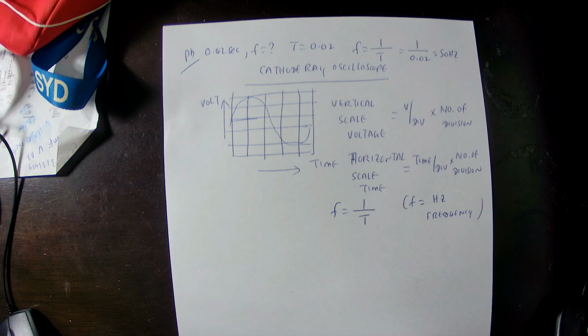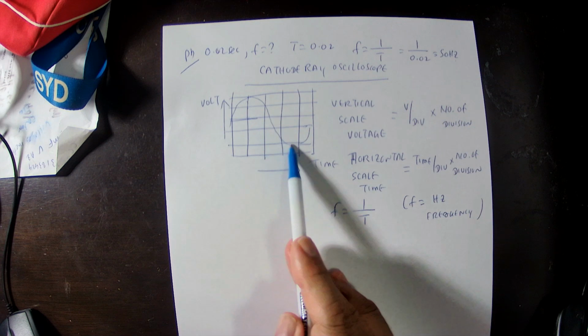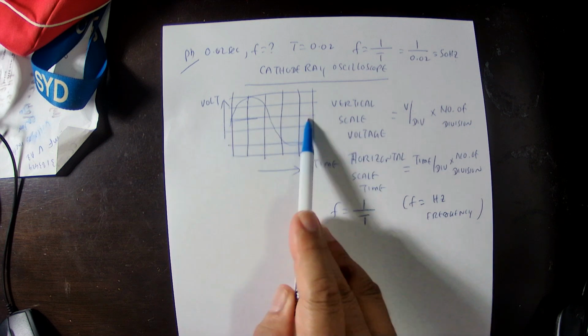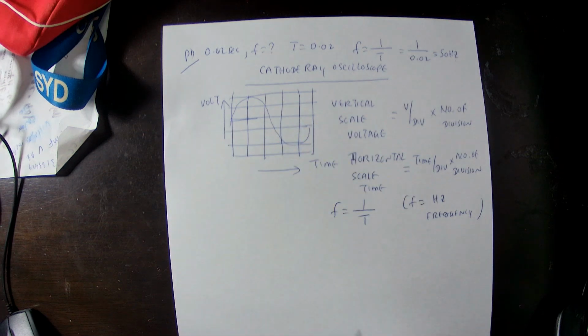Also, horizontally, you have to count from here to here. This is one waveform. You have to count how many divisions. Number of divisions multiplied by time per division, you can calculate the T. So 1 divided by T, you can calculate the frequency. So this is the way we measure the voltage and frequency by using the cathode ray oscilloscope.